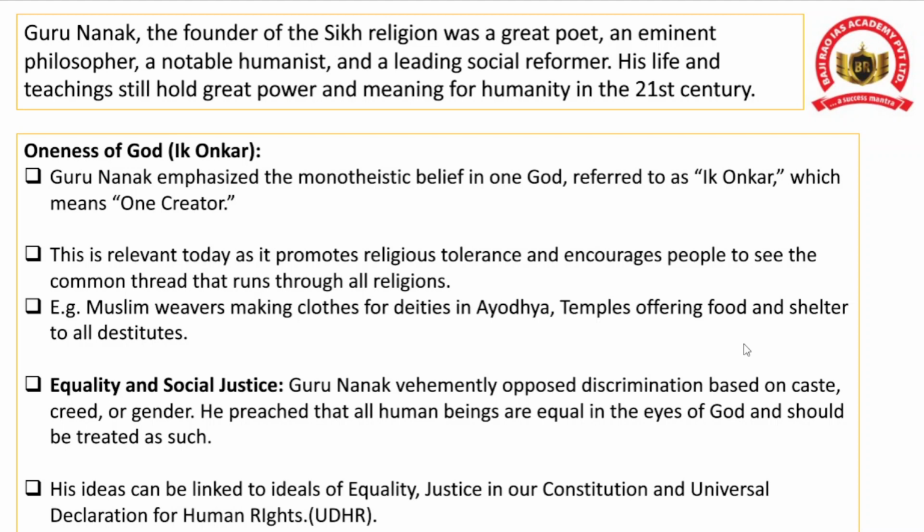So, firstly, when you start this answer, write the introduction in this manner. Guru Nanak, we all know, is the founder of Sikh religion. Apart from a spiritual guru, he is a great poet, an eminent philosopher, a notable humanist, and also a leading social reformer. He very often advocated abolition of caste discrimination and caste-based untouchability. He also preached the essential oneness of all religions, whether Hinduism or Islam, so that there should be no communal conflict, communal violence.